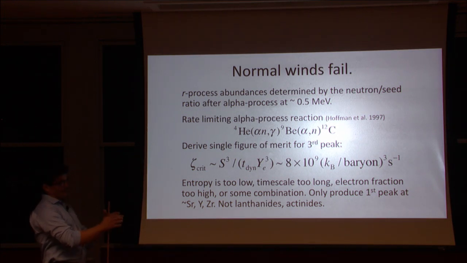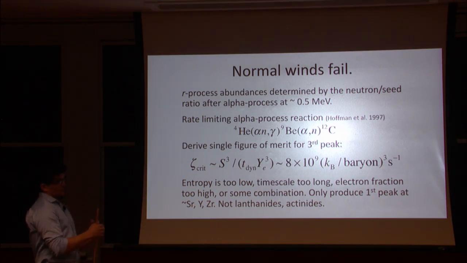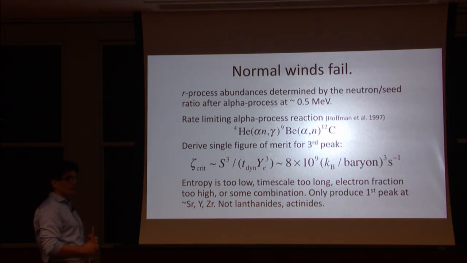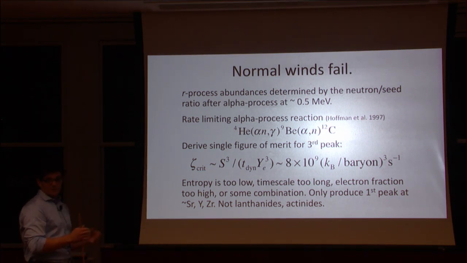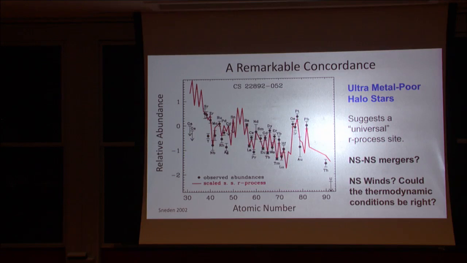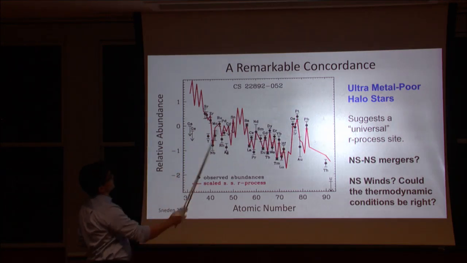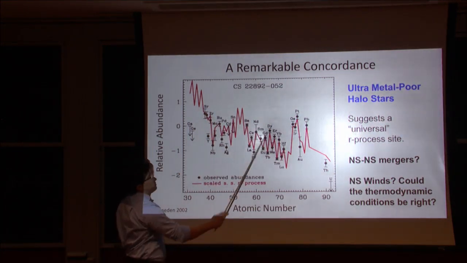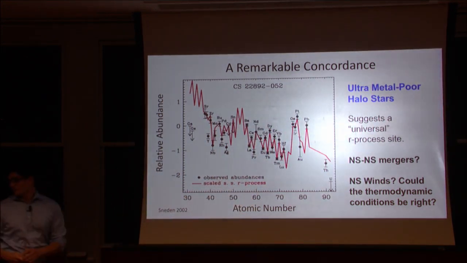What we did is we did these calculations of neutron star winds driven by neutrino heating, the neutron star winds I've been telling you about. And they produced a high entropy, relatively neutron-rich outflow, but it did not exceed the critical criterion for producing these lanthanides and actinides. It never produced the thermodynamic conditions that we needed in order to produce those heavy elements. And so it was a bust. What we found was that neutron star winds could generically produce these things, but they could never produce these things or these things.